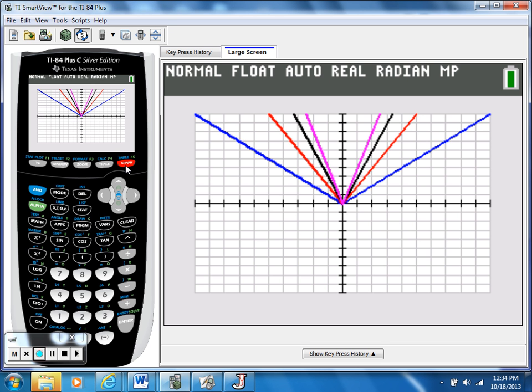Now, I want you to discuss in your group. Oh, if you didn't hit graph, go ahead. That way you can watch it go once. It's kind of fun to watch, isn't it?